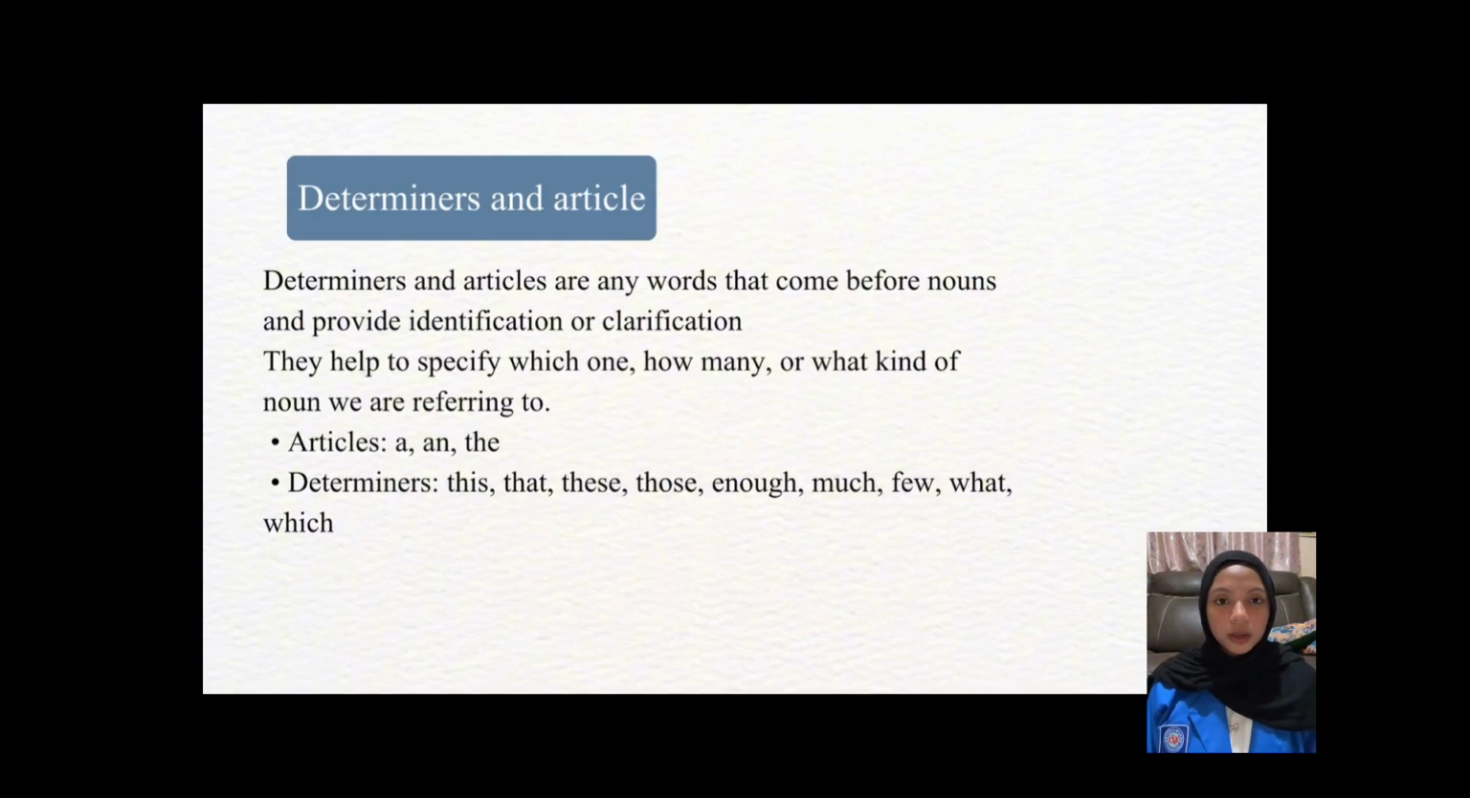Determiners and articles come before nouns to clarify or identify them. They help specify which one, how many, or what kind of noun we are talking about. Articles include a, an, and the. Determiners include this, that, these, those, enough, much, few, what, and which. Alright, that's all for our first part, the overview of parts of speech.